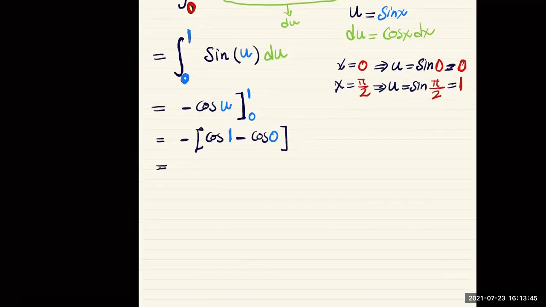Cosine of 1 is, I don't know what that is. You need a calculator for that, so just leave that alone. Cosine of 0 is 1. That's the answer. You could multiply the negative in if you want. But cosine of 1, this one is not a number that we are familiar with. I mean, we could do cosine of 0, pi over 3, pi over 2, pi over 6. 1 is not a known angle, so leave it.